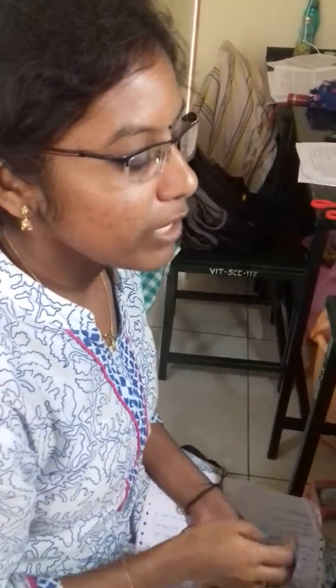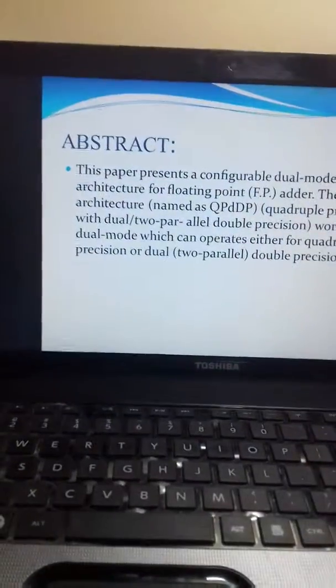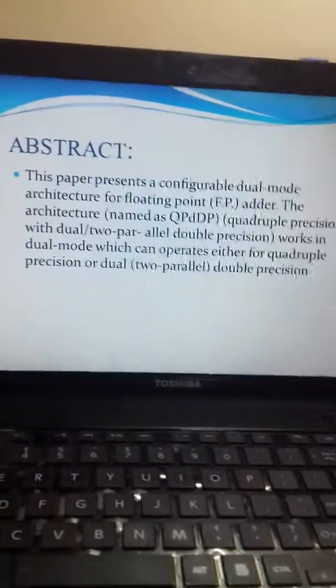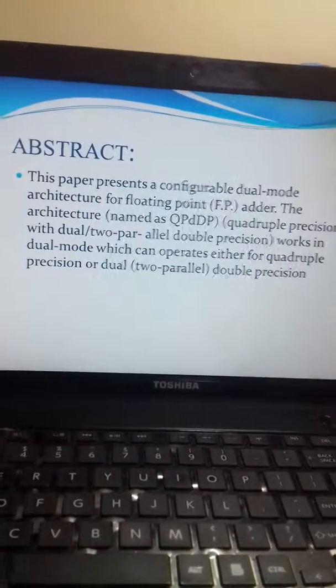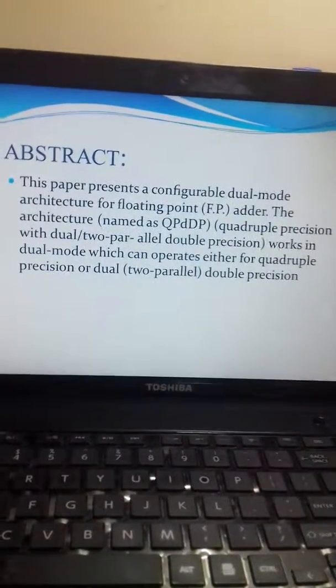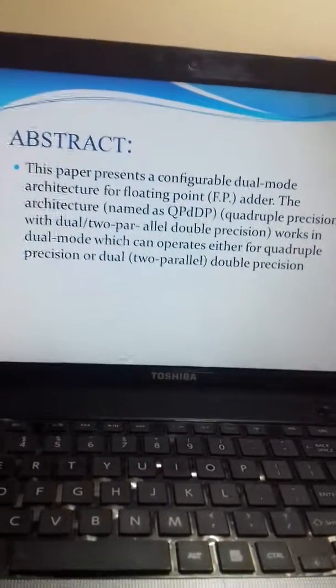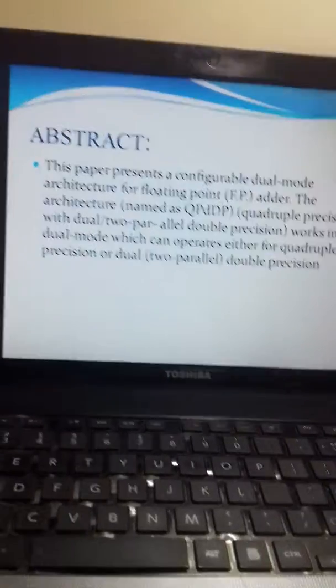The project is about architecture for a dual mode floating point adder. Abstract. This paper presents a configurable dual mode architecture for a floating point adder. The architecture is named QPDPD, quadruple precision with dual or two parallel double precision. It works in dual mode, which can operate either for quadruple precision or dual, that is two double precision.